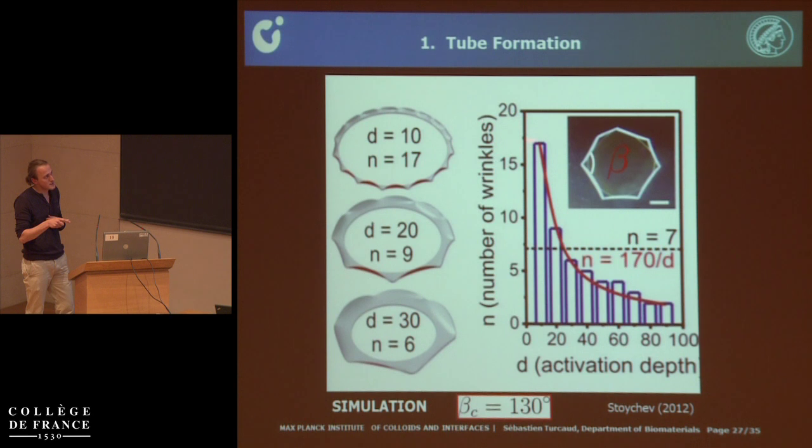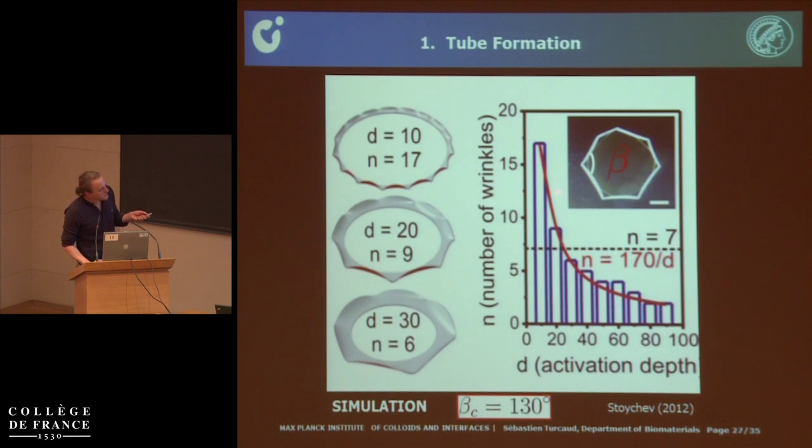That's also what is shown in this graph: the number of wrinkles is inversely proportional to the activation depth. Interestingly, they came to us with this system, and I said, oh, you should see wrinkling, and they said, oh yeah, actually we do. So it was funny, because it showed that the theory was working.